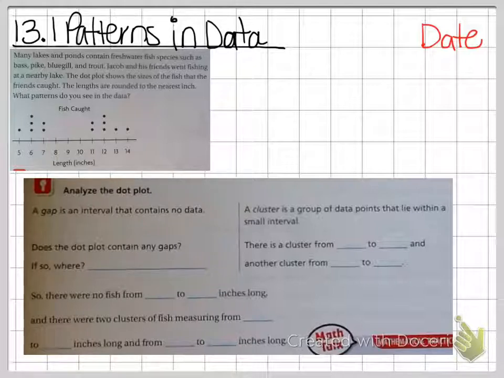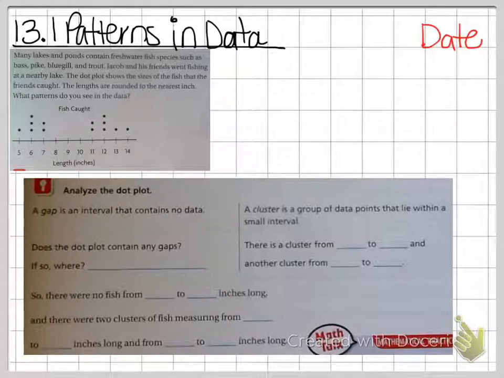Many lakes and ponds contain freshwater fish species such as bass, pike, bluegill, and trout. Jacob and his friends went fishing at a nearby lake. The dot plot shows the sizes of the fish that the friends caught. The lengths are rounded to the nearest inch. What patterns do you see in the data?